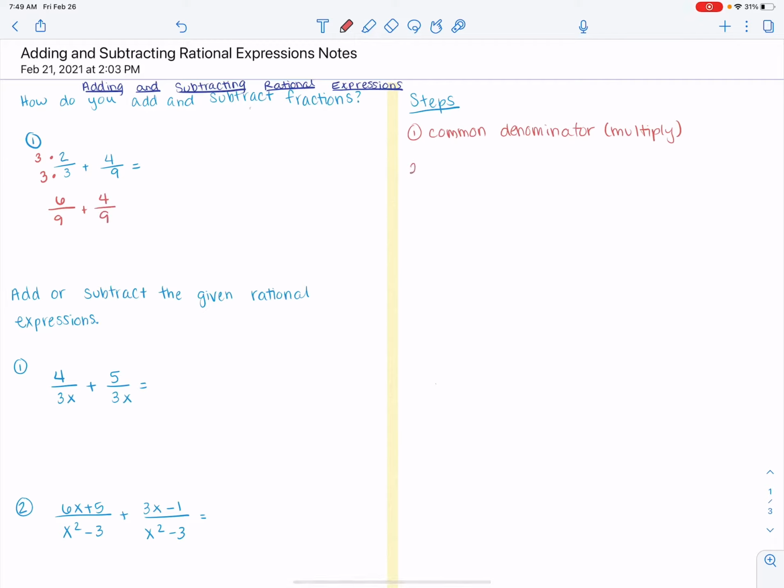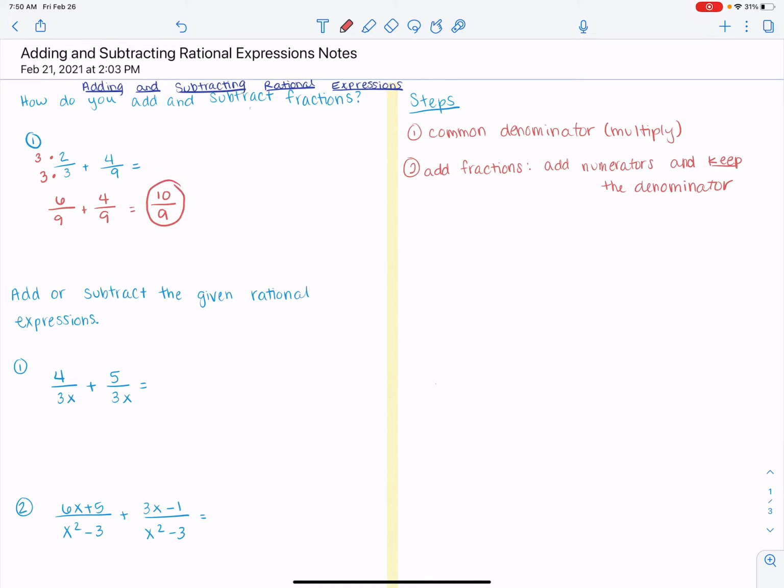Okay, now, to add, you're going to add the numerators and keep the denominator. That's why we had to get them the same, because it's going to stay the same for our answer also. So the 9 is going to stay, but 6 plus 4 is 10. Now after you have that, you look to see if you can simplify. Well, 10 over 9 doesn't simplify. So that's just a quick refresher on how we add fractions in general.